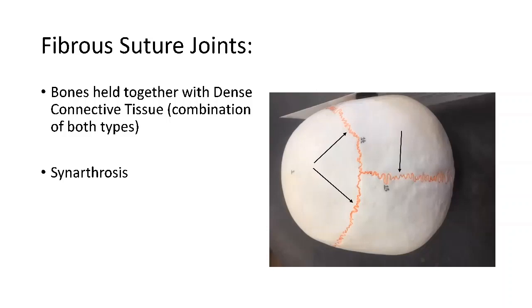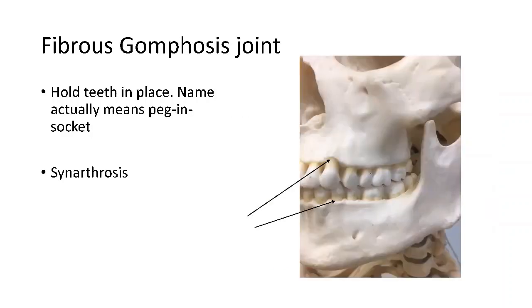It's the full name. The fibrous gomphosis joint, this is a picture of the skeleton. The name actually means a peg in a socket, which is why it's the teeth. The teeth are held in place by a piece of dense, regular connective tissue called the periodontal ligament. Most books will classify this as a synarthrosis, non-moving, although anybody who ever wore braces knows that your teeth can move at least somewhat.